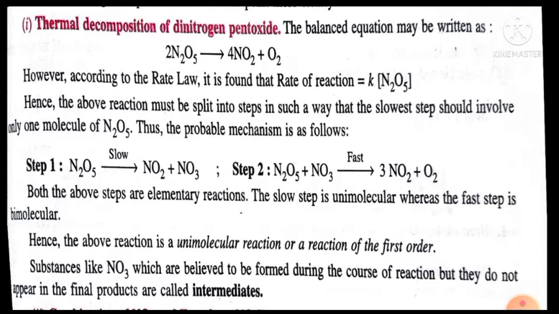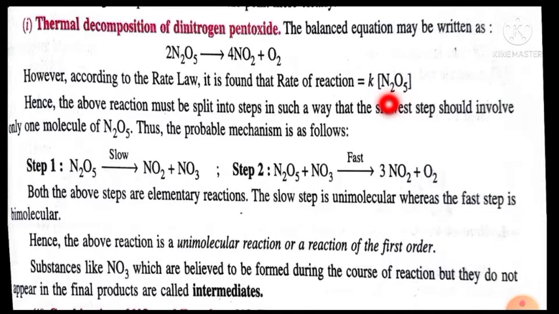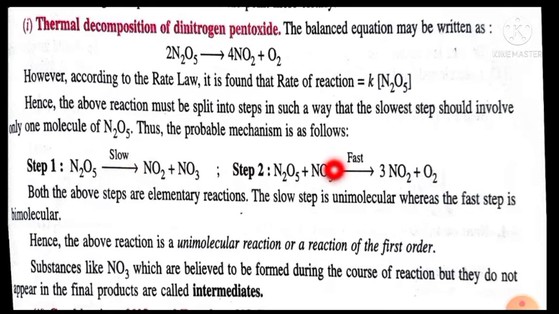For example, here I have considered some examples. Thermal decomposition of dinitrogen pentoxide. Here 2N2O5 is dissociating or decomposing into 4NO2 plus oxygen, right? So according to the rate law, rate of reaction will be k times the molar concentration of N2O5. Okay, according to the rate law, we are not writing 2 in the exponent here, not writing 2 in the power, because it involves 2 steps.